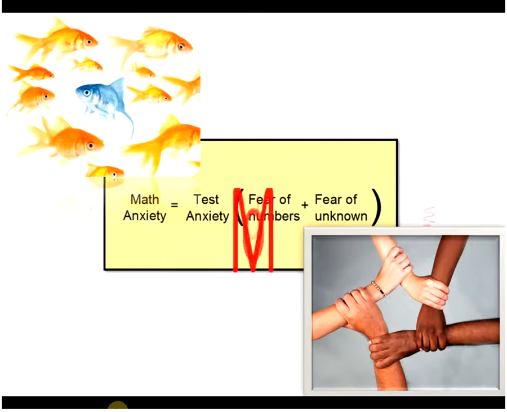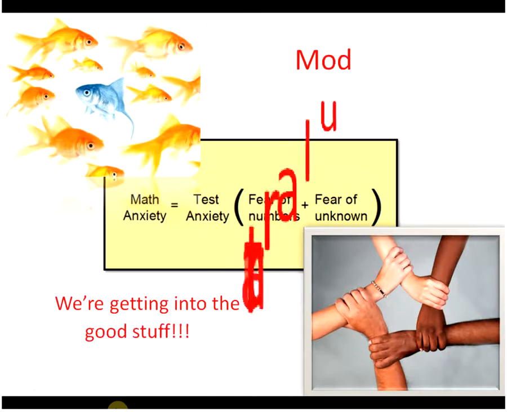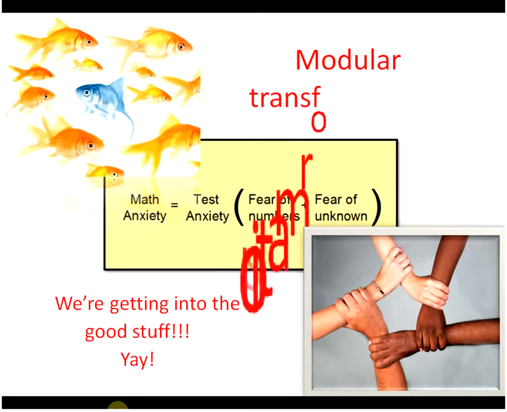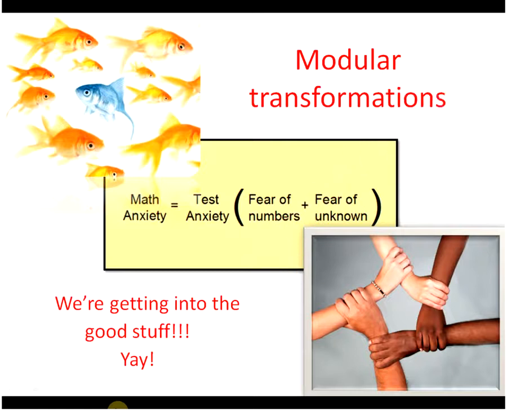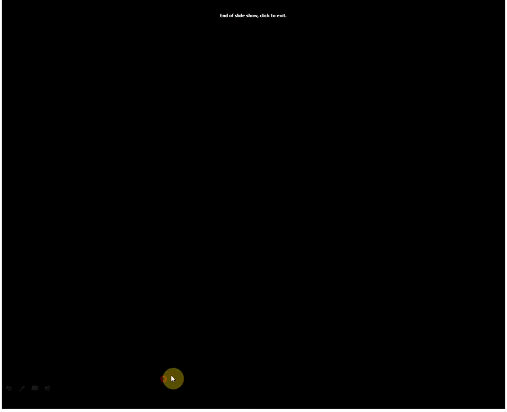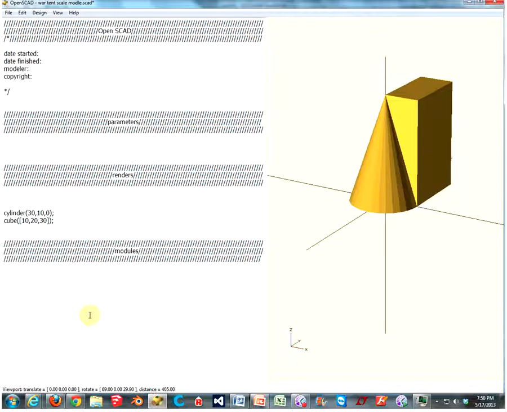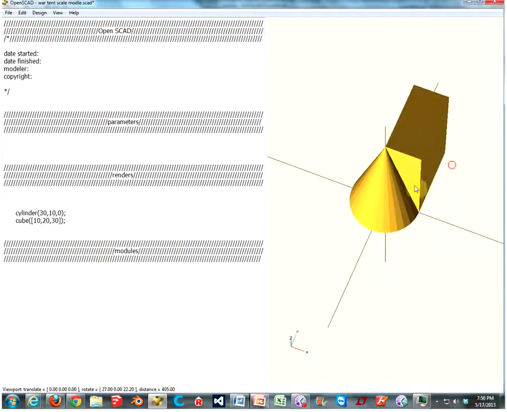Today's episode is all about modular transformations. Yeah, we're getting the good stuff now. Let's do some modular transformations. Modular transformations are lines of code that transform the model, kind of like the ones we did last time, only in a much different way. But the cool part about all these transformations is they all work the same.